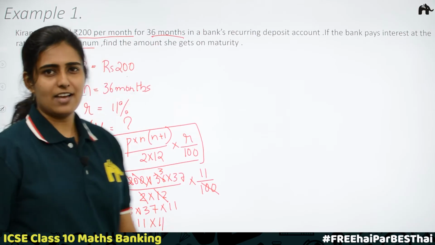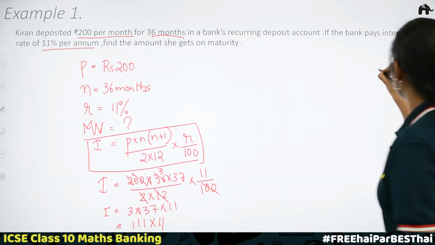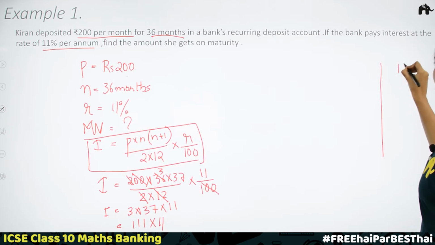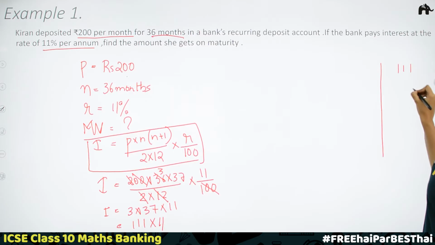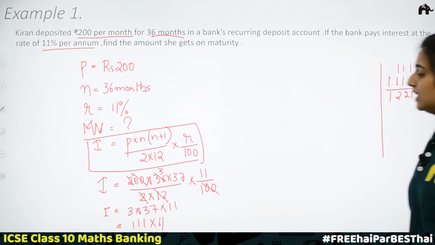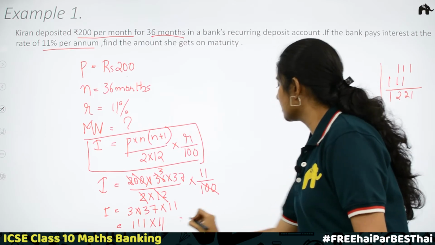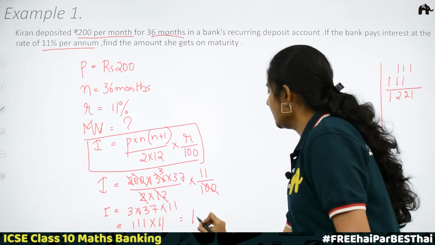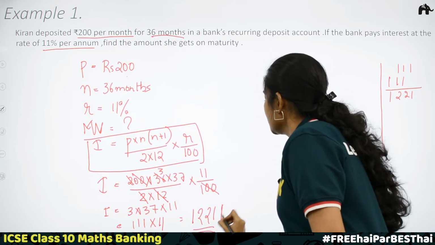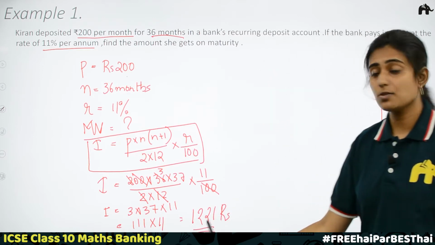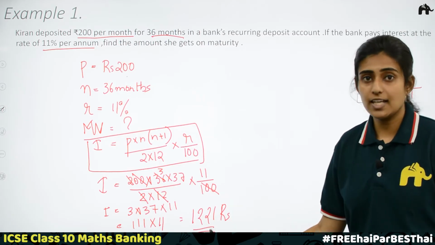How do you multiply with 11? We have an easy technique. Write the number which is to be multiplied with 11. Again, leave a space here. Write the same number. On adding this, you will be getting the value. So, here in this question, it is 1221. This is the interest amount, rupees 1221. We got the interest amount.